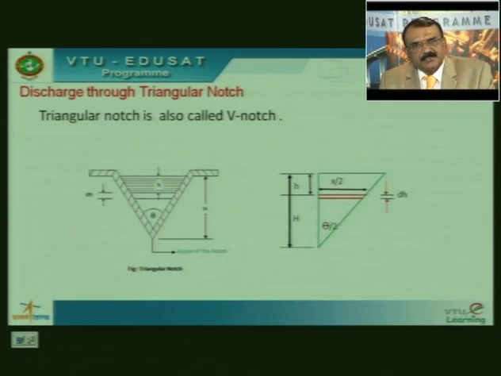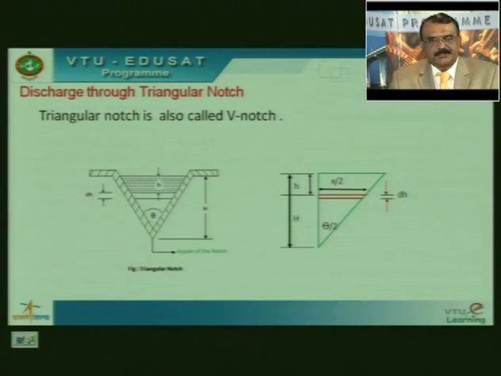Now this V notch is preferred over other notches. Kindly recall, we said we have a rectangular notch, V notch, trapezoidal notch, step notch, Cipolletti notch and so on. These triangular notches are very popular in the civil engineering domain. Let us see why, once we derive the equation.